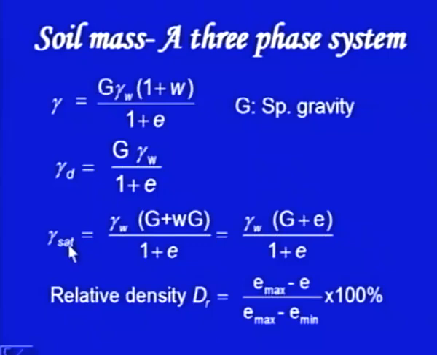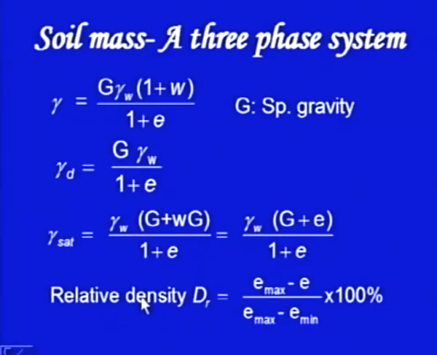If the soil mass is completely saturated, all the voids are filled with water, then saturated unit weight gamma sat is defined as gamma w into, you take G inside this bracket, G plus w into G upon (1 plus e). And since it is completely saturated, e equal to wG upon Sr, Sr is equal to 1, and from there you get this expression, gamma saturated is equal to gamma w into (G plus e) divided by (1 plus e).